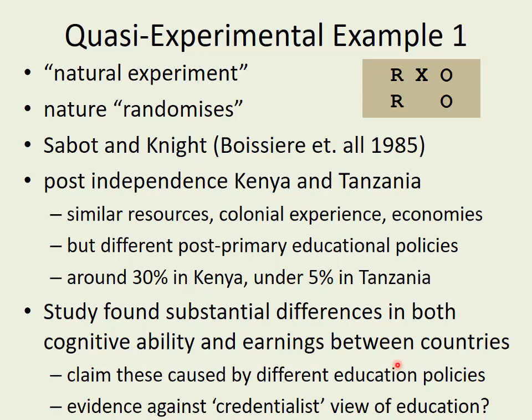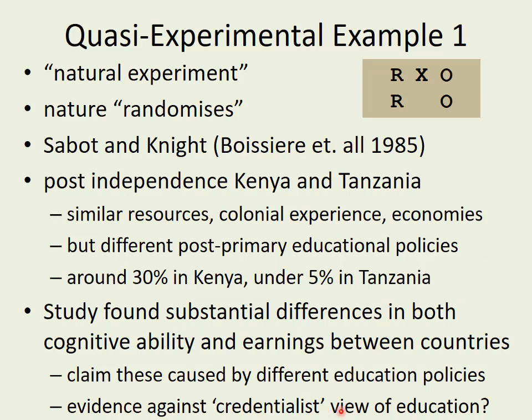And Bossier and Knight found that there were substantial differences in earnings between people, and also in cognitive ability in terms of different tests. And they claimed that these were caused by the different education policies, because everything else about the two countries is the same. So the earnings and cognitive ability must be caused by the education policy, because that's the only thing that was different in the two situations.